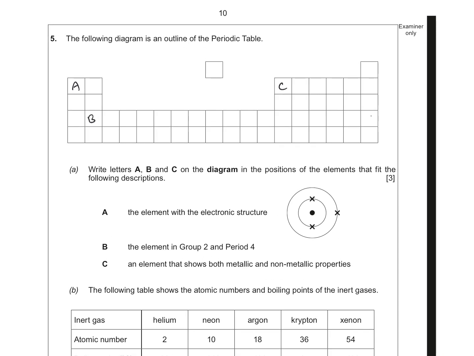Write letters A, B, and C on the diagram in the positions of the elements that fit the following descriptions. Well, I've got an electronic structure there for A with 3 electrons. That means it's lithium. So I look at my periodic table and A goes there.